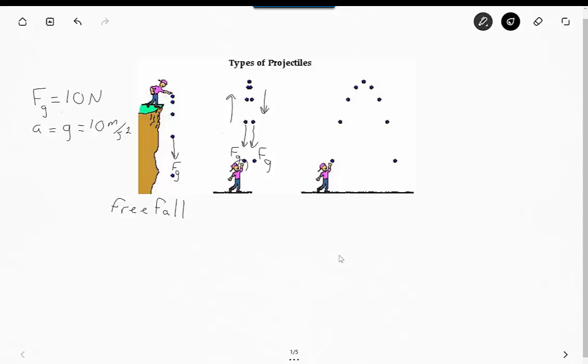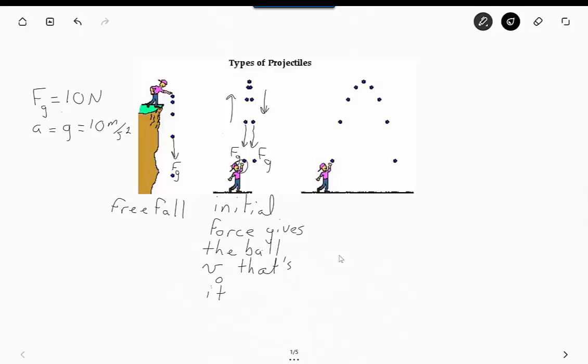The force that the student applies right as they throw it upwards is not a continual force. So it gives it its initial speed, but that's it. So the initial force gives the ball its initial speed, and that's it. Okay, it no longer influences it as soon as they let go of it.